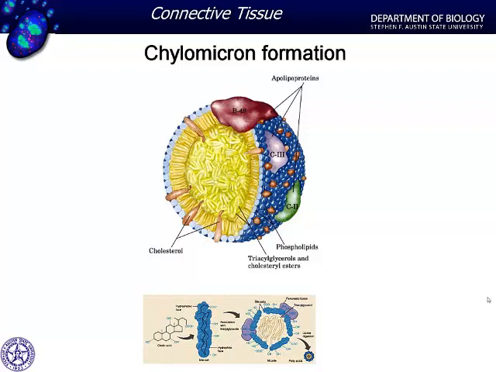But in this illustration, we can see our core of triglycerides. We have our outer casing of phospholipids, and this is a single layer, unlike the plasma membrane, which is a double layer. And we have our apolipoproteins. And remember, these are going to be the ligands for receptors to help target these molecules to various locations in the body.